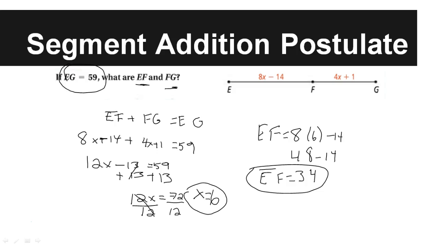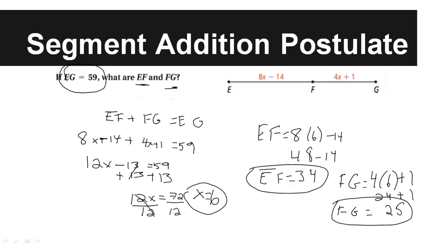And for FG, we have two options. We could plug back in, which we'll do here. So we've got 4 times 6 plus 1, which gives me 24 plus 1, or 25. My other option was that I could have just subtracted 34 from 59 to get that remaining piece there.